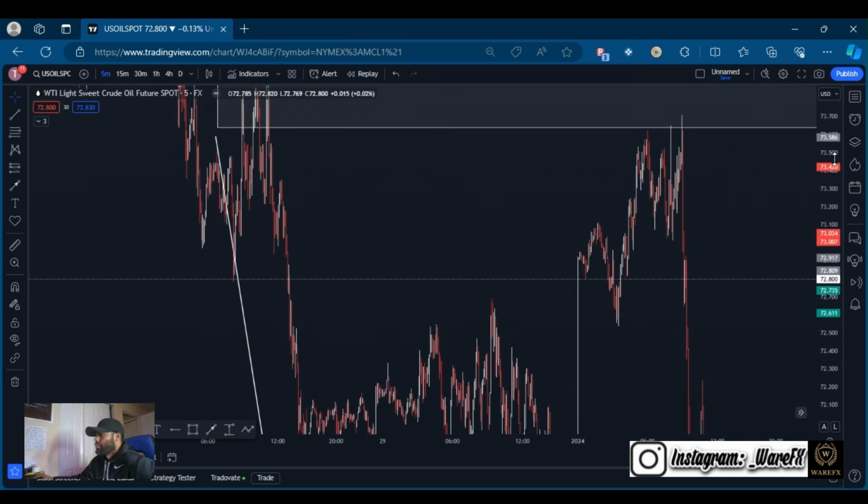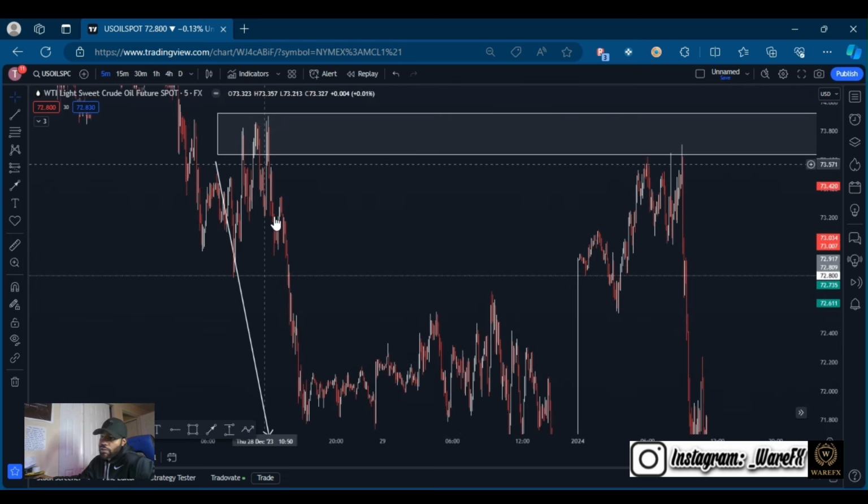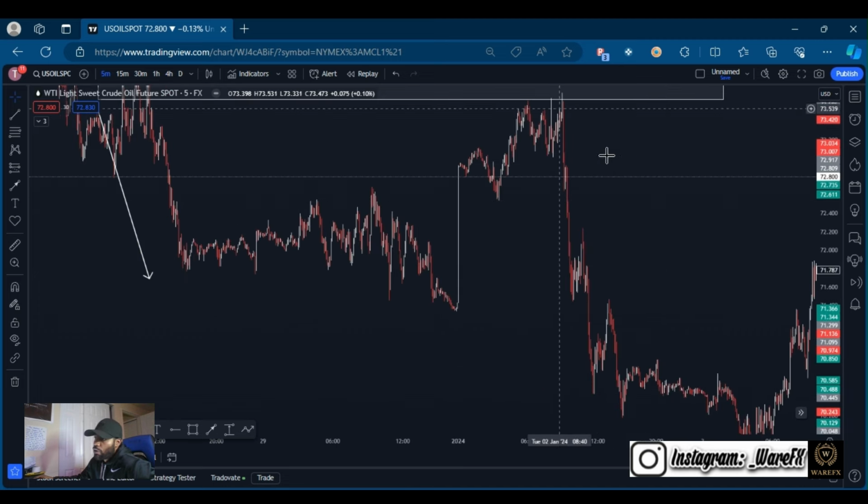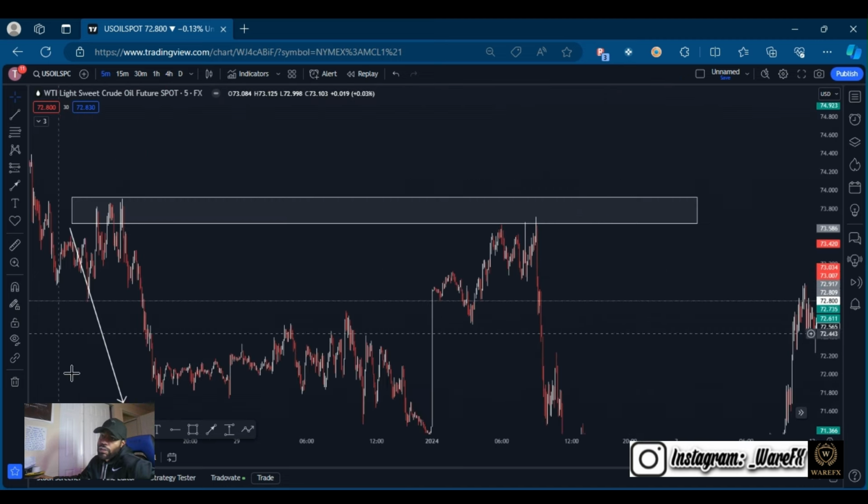So we have heavy selling. This is where it started from. It came back. It tapped into our zone. Our zone is where the selling started from because this is a supply. Once it rejects off our zone, we're getting in for the sell.